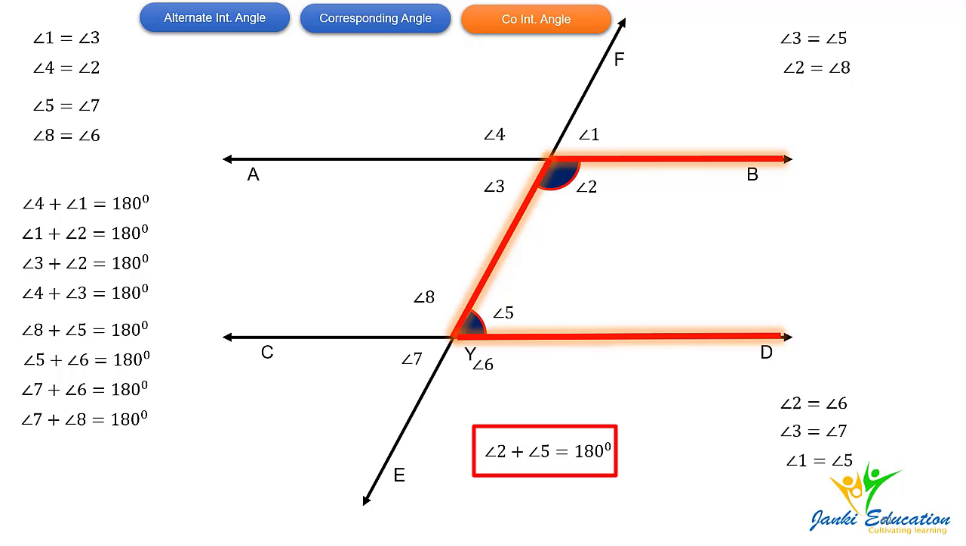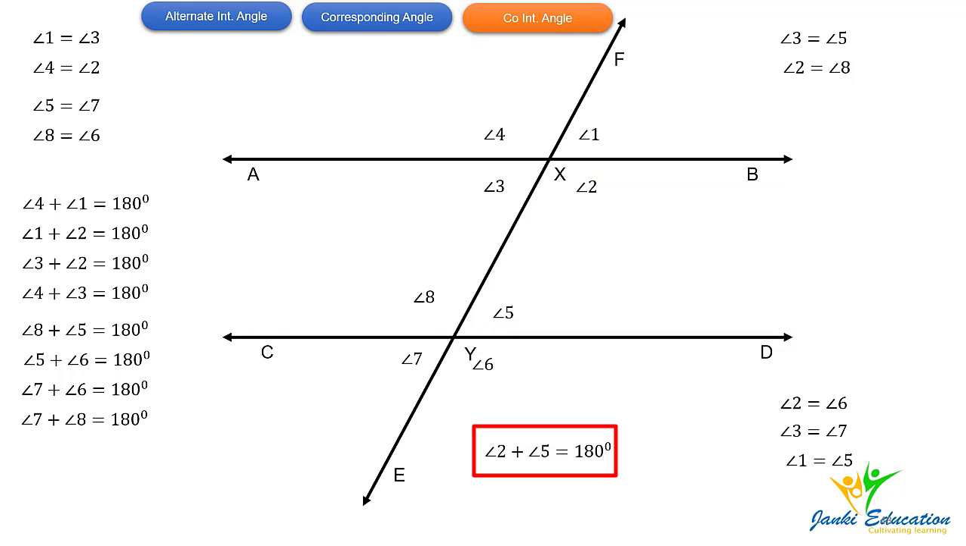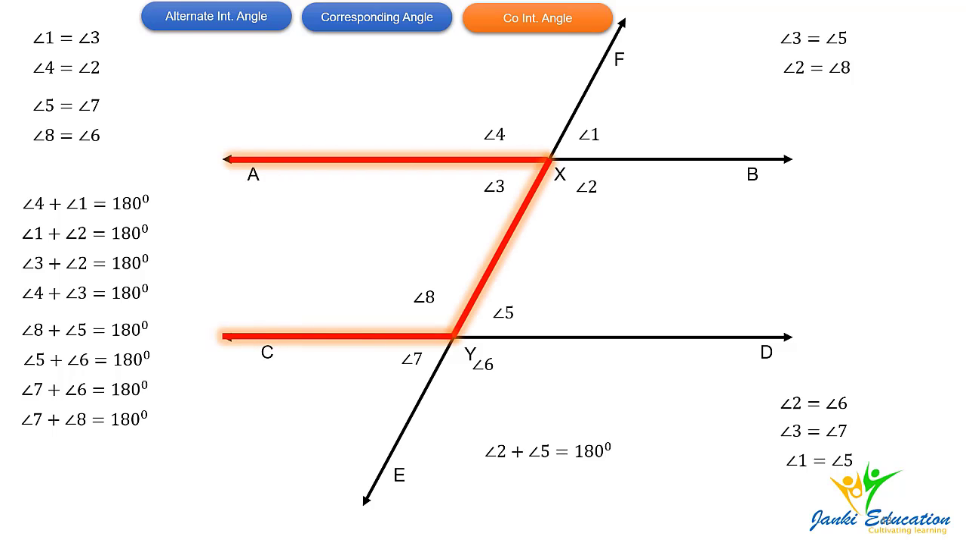Same way, here if you check out, here it is also forming C shape, two angles. So angle 3 plus angle 8 is equal to 180 degree.